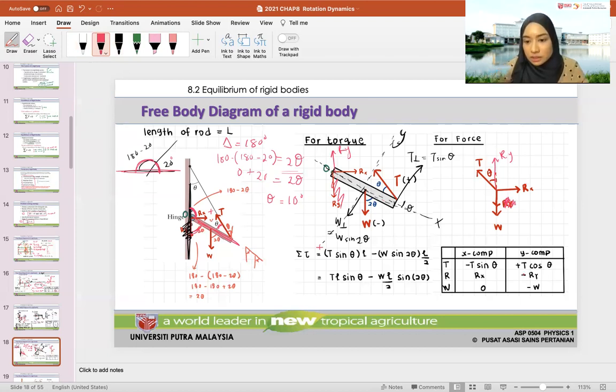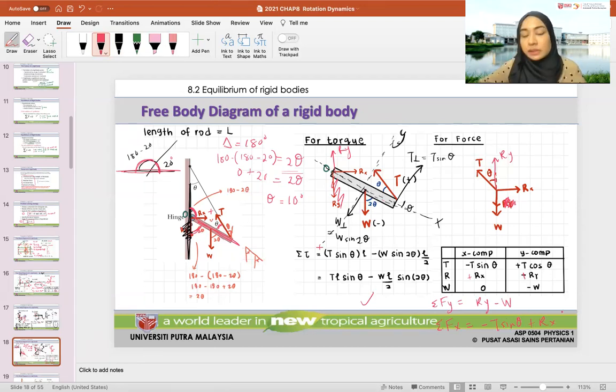So dalam equation, dia akan jadi positif. Apa lagi yang saya tak ada lagi kat sini. So torque is not affected by that because Ry and Rx is at the axis of rotation. So this remains correct. But for the forces, our Rx is positive and for our Ry, it is positive. So the equation will be net in the Fy, Ry positive minus weight. And then for the x-axis, net in the Fx, we have minus T sine theta plus Rx.